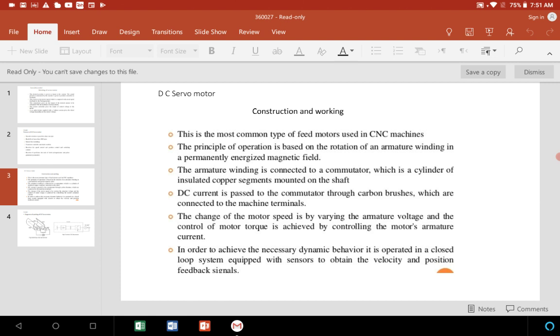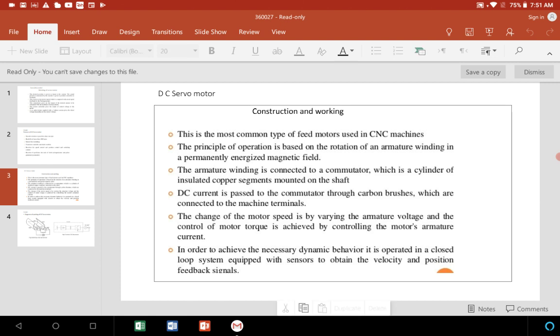The principle of operation is based on the rotation of the armature winding, where a permanent magnetic field is created, and the armature winding is connected to a commutator, which is a cylinder of insulated copper segments mounted on the shaft. In order to achieve the necessary dynamic behavior, it is operated in a closed loop system equipped with sensors to obtain the velocity and position feedback signals.